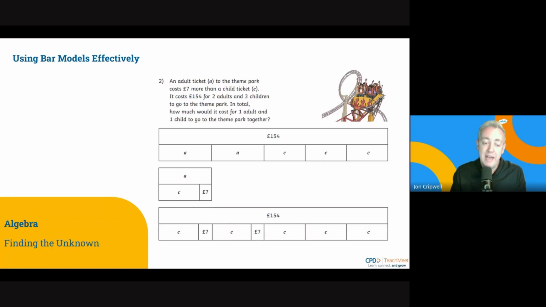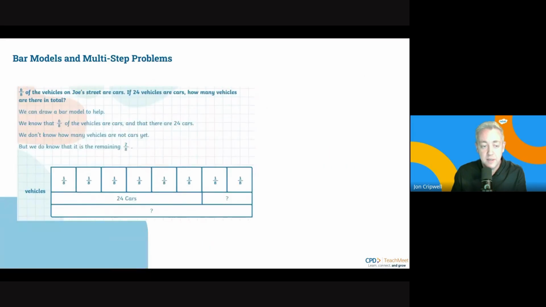So the adult ticket here, I know that it's £7 more. So I've got my child ticket and then I've got £7 more, and that works out as the same price as 1 adult ticket. And then we can put that back together in the bar model below. So I've got a child ticket plus £7, another child ticket plus £7. That's my 2 adult tickets, and then 3 child tickets. I think this goes on to the next. No, it doesn't.